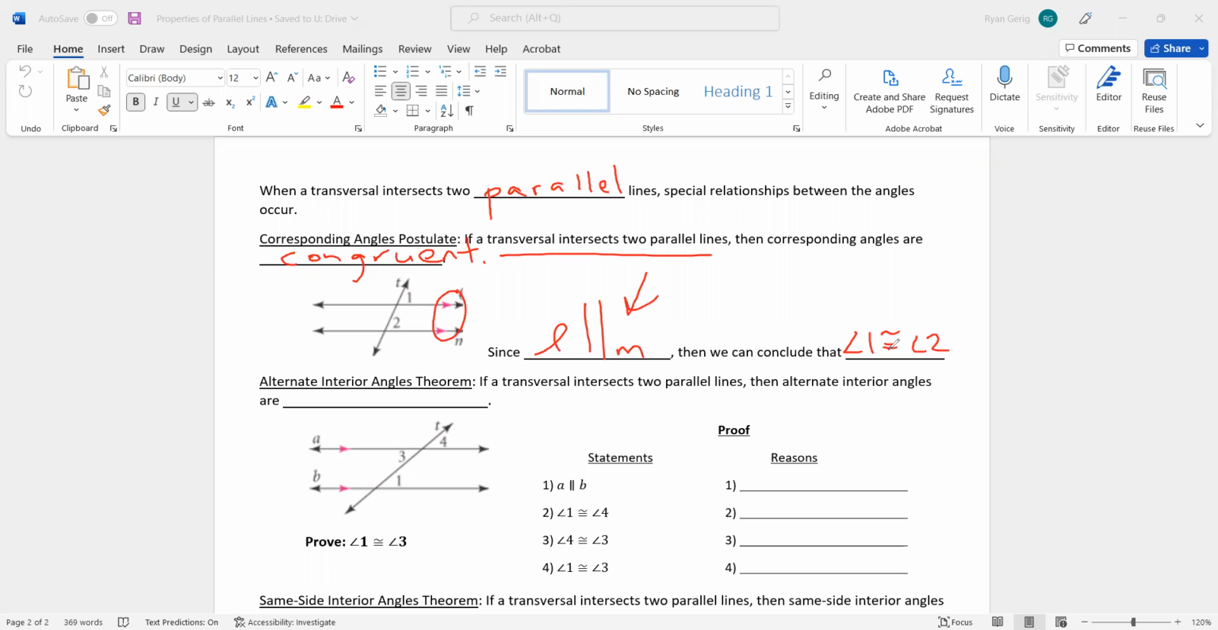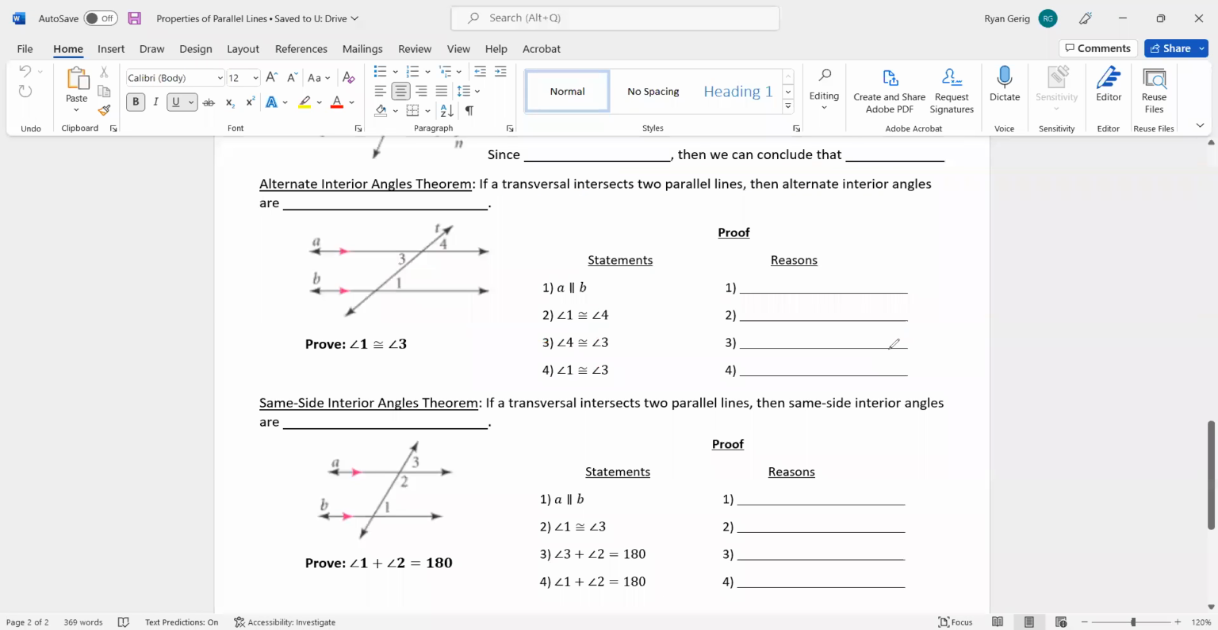Okay. Next one, alternate interior angles theorem. If a transversal intersects two parallel lines, then alternate interior angles are congruent. Almost the same thing. All right. So I've got two parallel lines. Okay. That's actually given to me. A is parallel to B. I gave you that with the markings. Now, I'm doing this proof here to show you that this is always true. Be able to follow along with this.